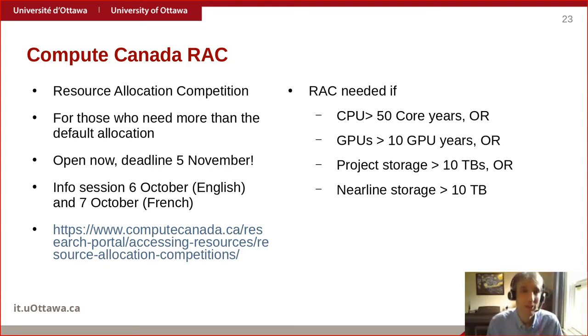So this is the RAC, and RAC stands for Resource Allocation Competition. And it's for those users that need more than the default allocation. So like I mentioned, you get put in the queue, and then your job is in the queue until space is available. There's a bit more to that. It also has priority. So some users have higher priority than others. The priority is calculated dynamically. So the more jobs you submit, the lower your priority becomes. And this is part of the idea of fair share.